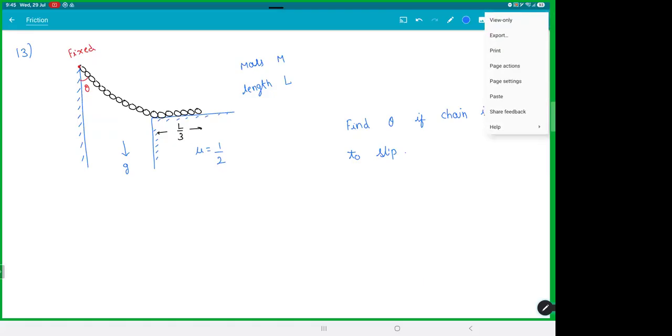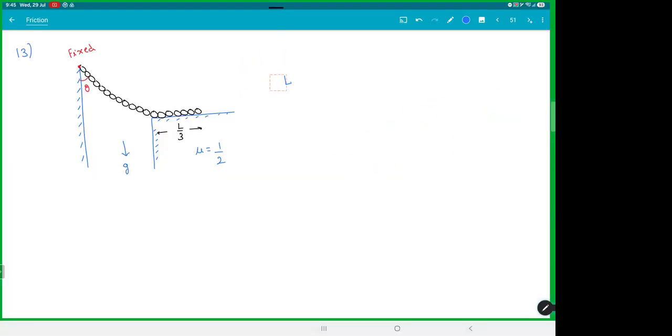So step 1, draw the free body diagram. We will draw the FBD for two pieces: one is the hanging part, and the other is the horizontal part. Now the chain is on the verge of slipping. So if this is tension T, this must be F max. This weight will be mg by 3 because it is 1/3 of the length, and this will be the normal reaction. So we get tension T is equal to mu into mg by 3. Mu is half, so this tension is mg by 6.